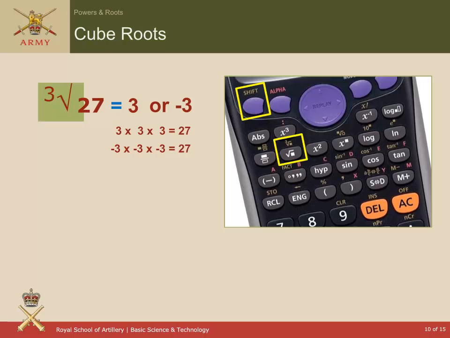The cube root symbol is the tick with a little 3 written above it. We could have written a little 2 above the tick for the square root, but because square roots are so common, we drop the 2.